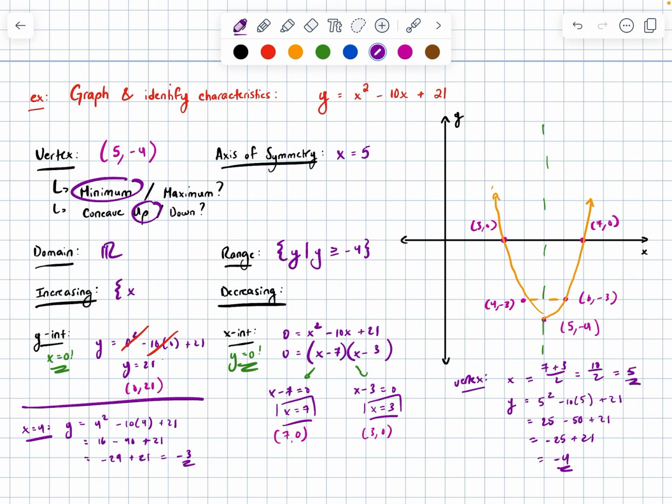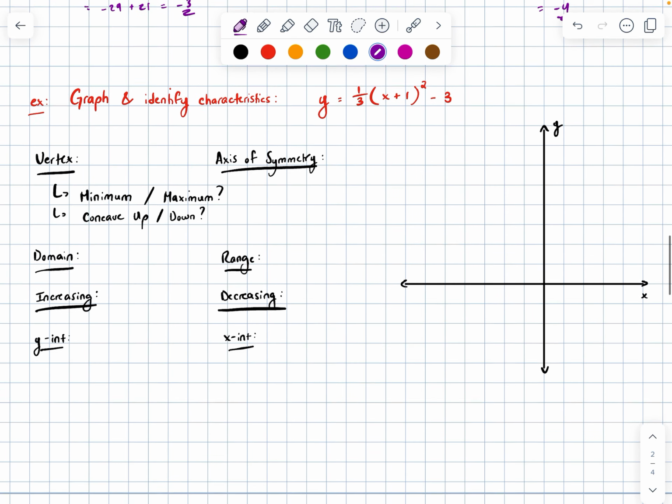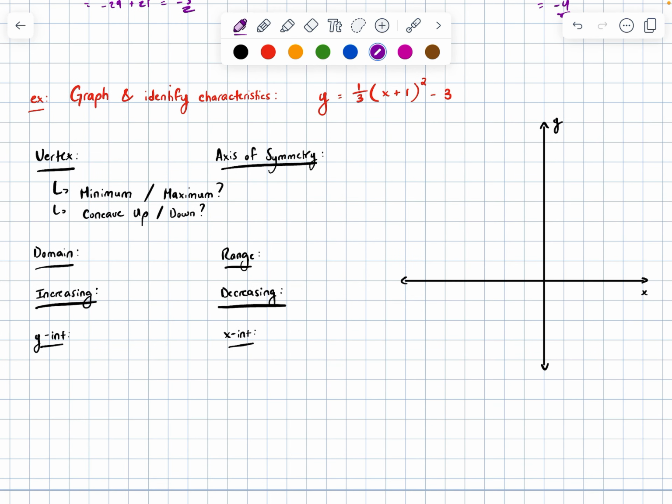I am increasing to the right of that axis of symmetry, x equals 5, so I'll write this as x is greater than that 5 if I'm to the right. I'm decreasing here to the left, which means that my values of x are less than 5. Beautiful. Onwards and upwards. Let's try another.